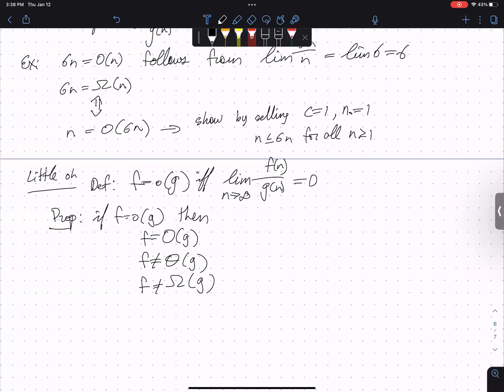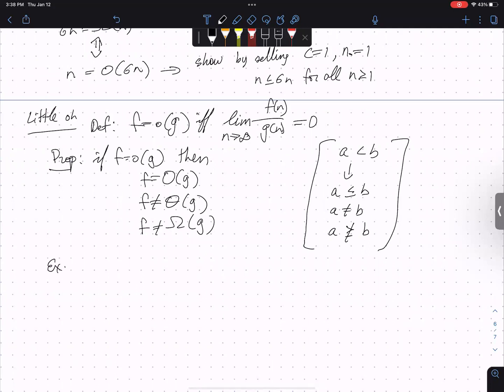And this also all makes sense if you think about it: if A is less than B, then A is less than or equal to B, A is not equal to B, right? So that's the equivalent of the theta. And A is not greater than or equal to B. All of this should make sense intuitively.